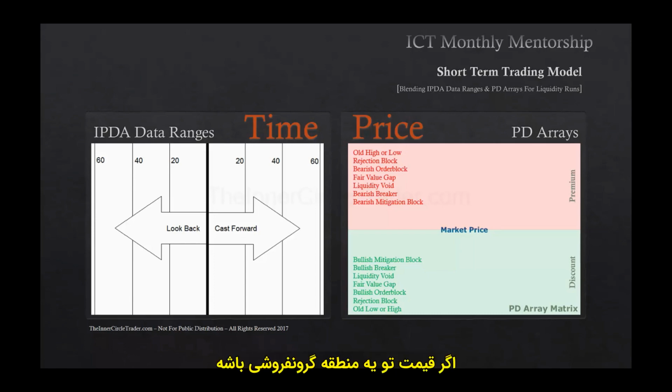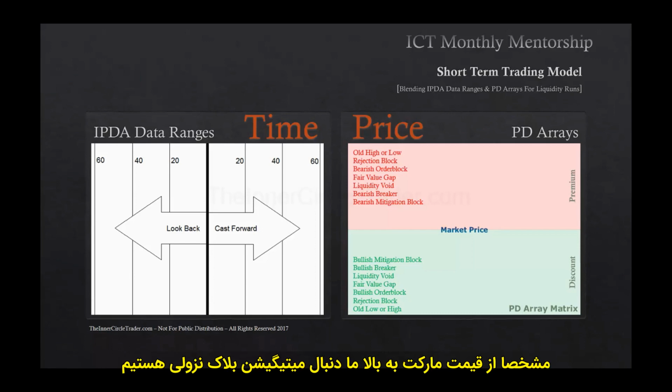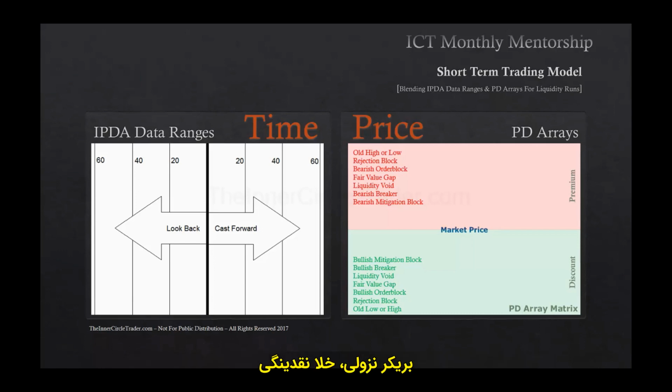If price is in a premium market, obviously working for the market price up, we would be looking for a bearish mitigation block, a bearish breaker, liquidity void, a fair value gap, a bearish order block, a rejection block, an old high or an old low. From the market price and below, for a discount market, we would be looking for a bullish mitigation block, a bullish breaker, liquidity void, fair value gap, bullish order block, rejection block, old low or old high.